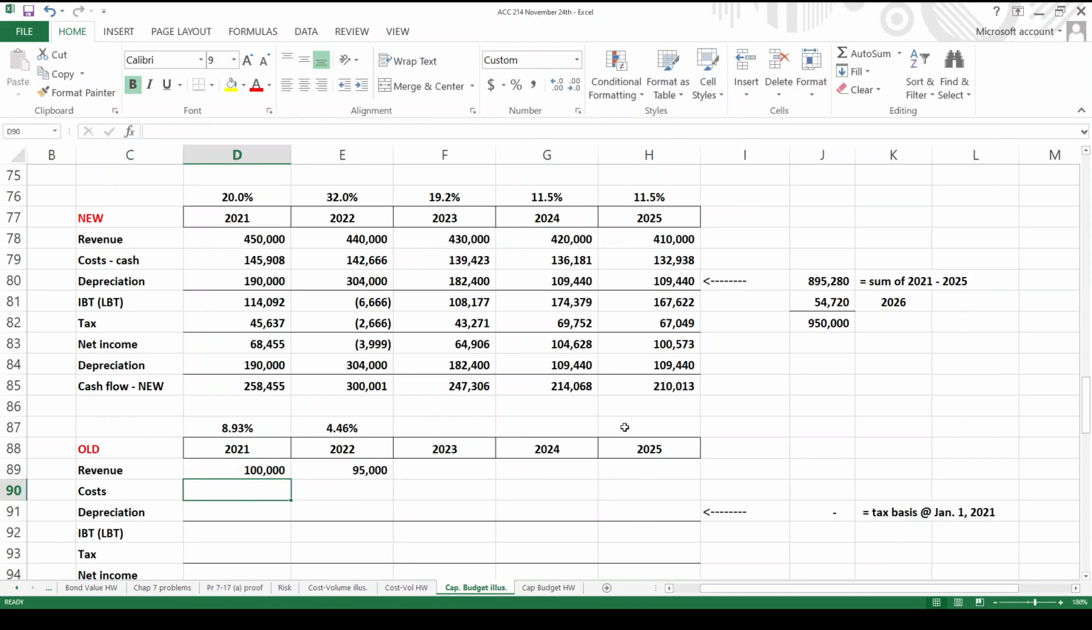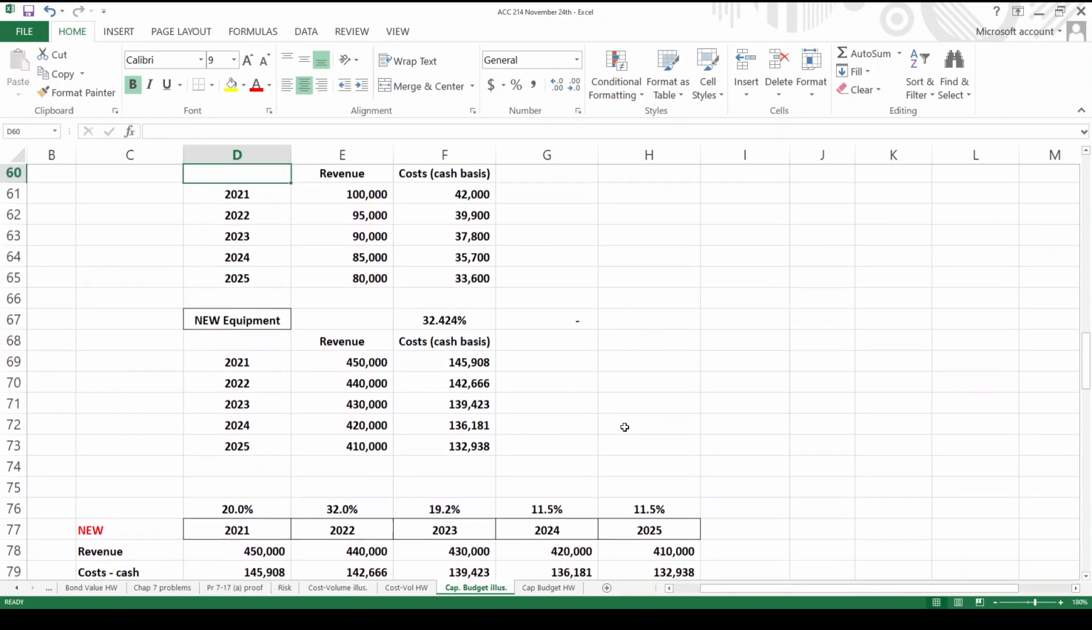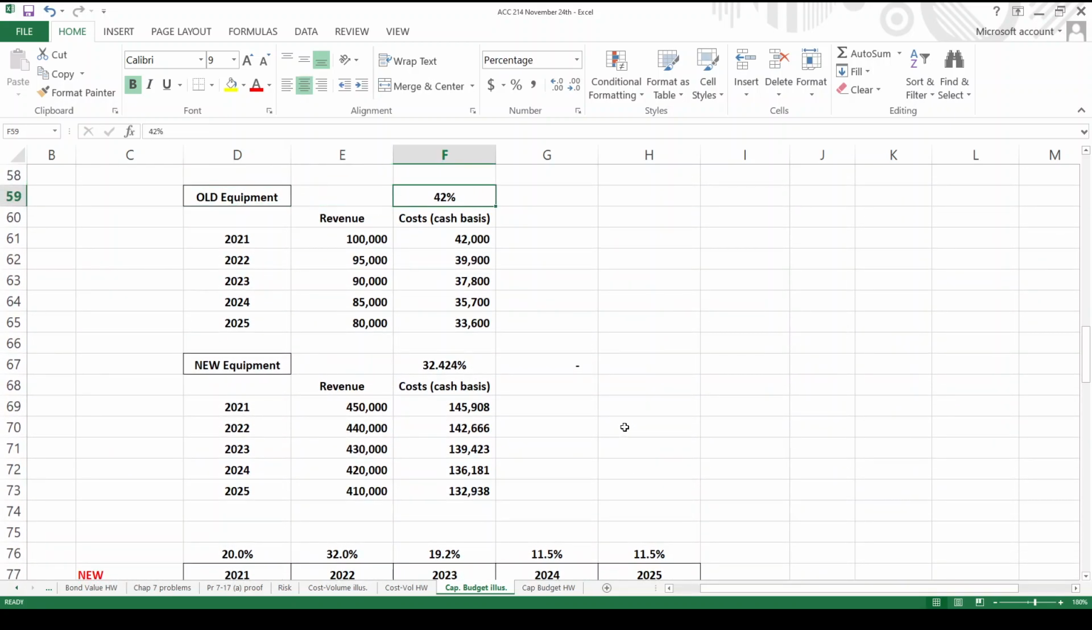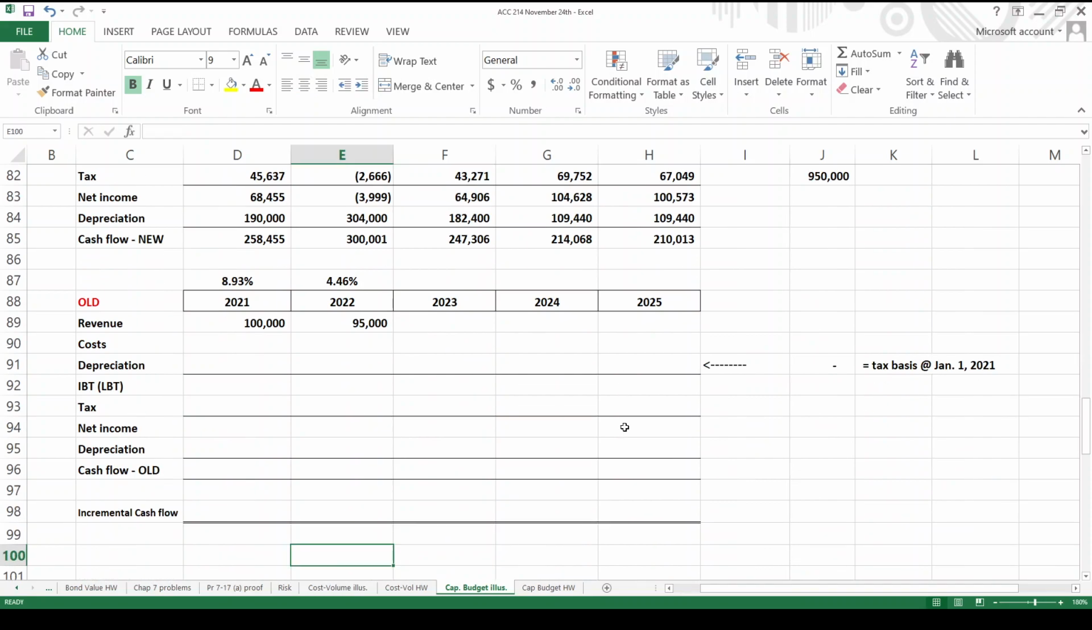The costs are not some wacky number, but they are what? They're exactly 42%. We could just install these in the cash cost cells, or we could put a formula. This time I'll put a formula. Take this, multiply times 0.42.